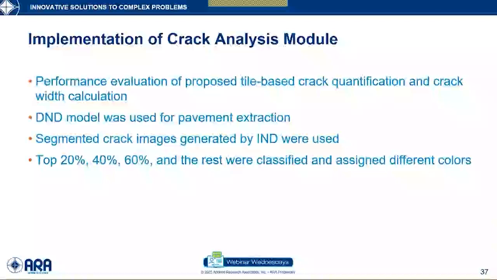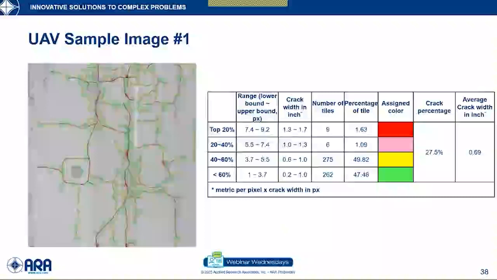To investigate the performance of the proposed tile-based crack quantification and crack width calculation algorithm, the DND model that showed the best performance in pavement extraction, and the IND model that also showed the best performance in crack detection module, were used for pavement extraction and crack detection respectively. And based on the crack width calculation in each tile, the top 20, 20 to 40, 40 to 60 and the rest were classified and assigned different colors. The graphic representation and summary table of the implementation results are shown here. The highest crack width in each tile was stored and then classified based on the distribution of the crack width.